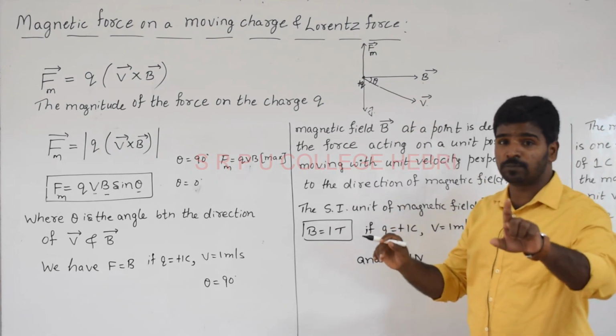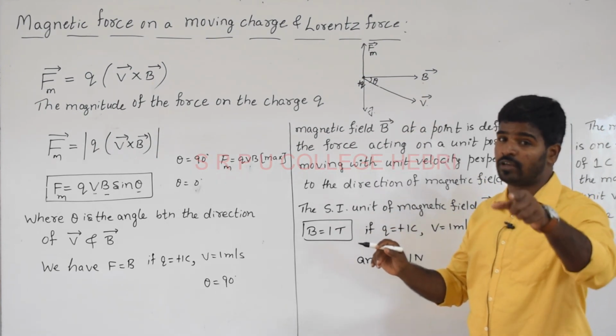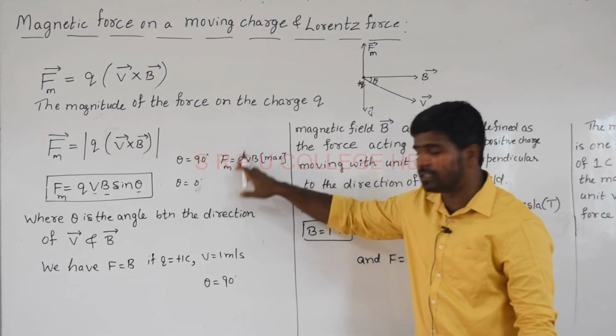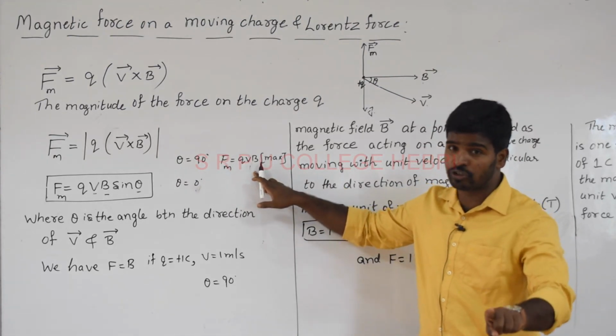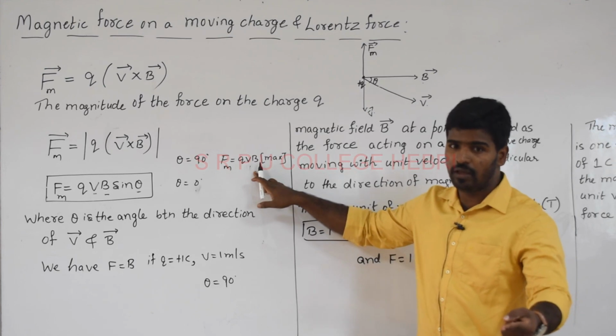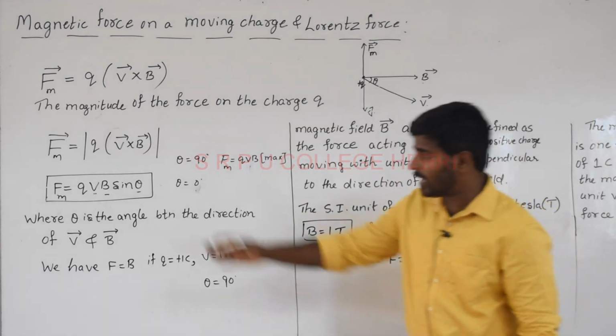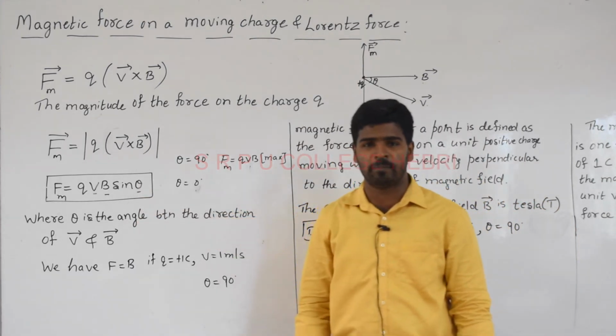Then the force experienced by the positive charge in the magnetic field is maximum. Therefore, that equation will be Fm is equal to QVB. This is a very important question also for the 3-mark question. That is how they ask it. There is one more term: when theta is equal to 0 degree, you apply theta is equal to 0 degree to the same equation.